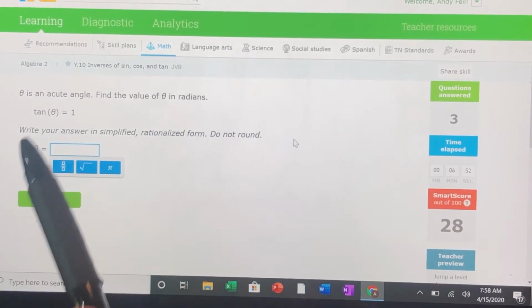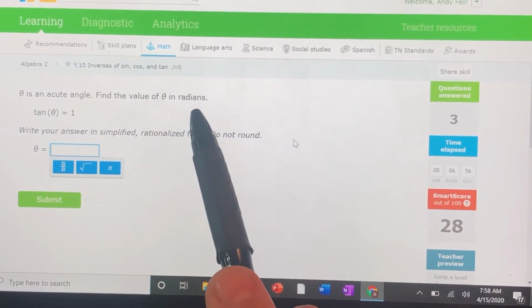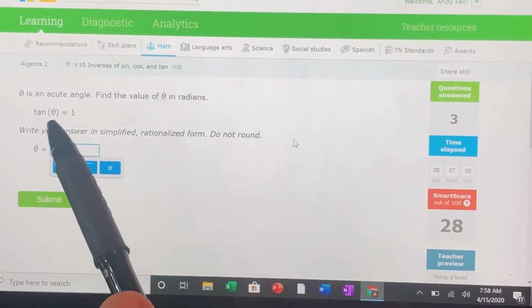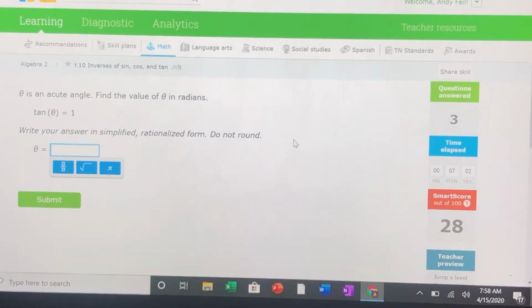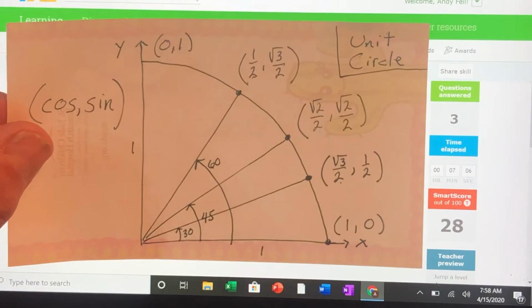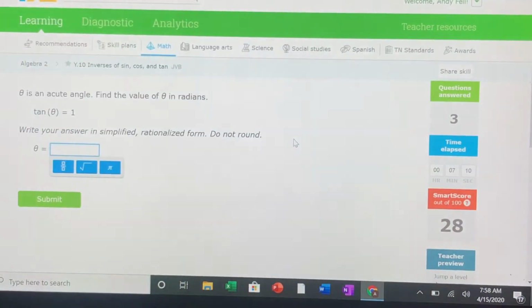Okay? Theta is an acute angle. Find the value of theta in radians. Okay, this time they want radians. The tangent of theta equals 1. Now on our cheat sheet, we did not write tangents anywhere, but which of these would give you a tangent of 1? Well, let's do a little bit of thinking on this for a minute.